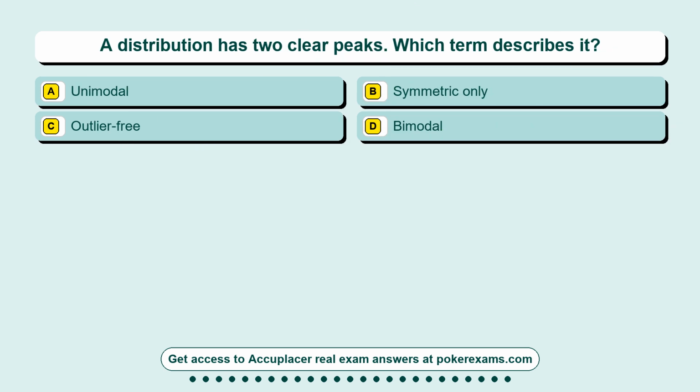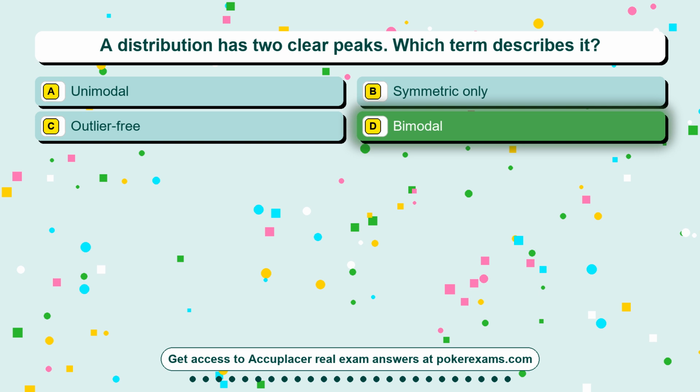Question 6. A distribution has two clear peaks. Which term describes it? Option A, unimodal. Option B, symmetric only. Option C, outlier-free. Option D, bimodal. The correct answer is option D, bimodal.